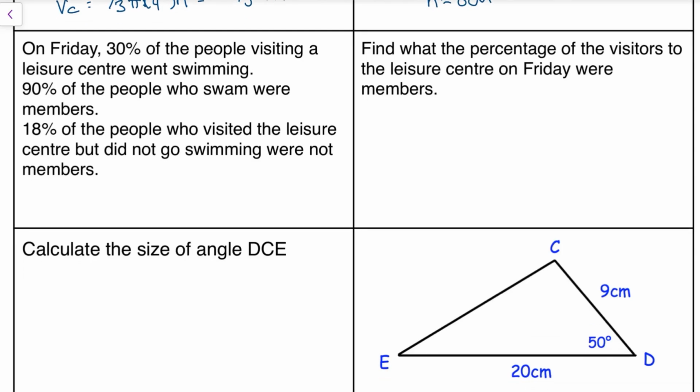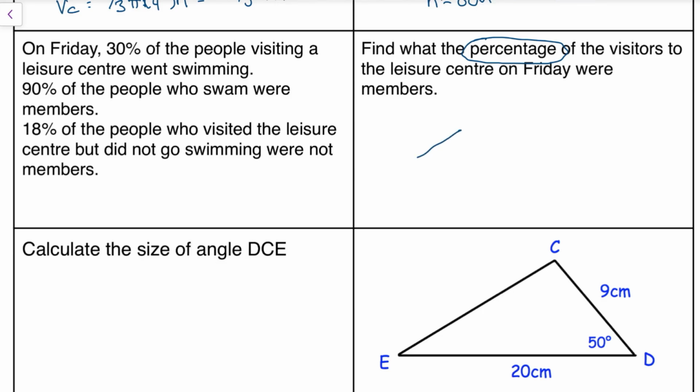Next question. On Friday, 30% of people visiting the leisure centre went swimming, 90% of people who swam were members, 80%. If you haven't already, read this question through again. This is one of these questions whereby the setup matters. So I'm going to think about the two things that are happening. So the two things that are happening are if they're swimming or if they're a member.